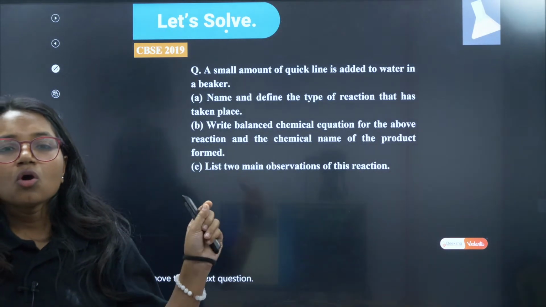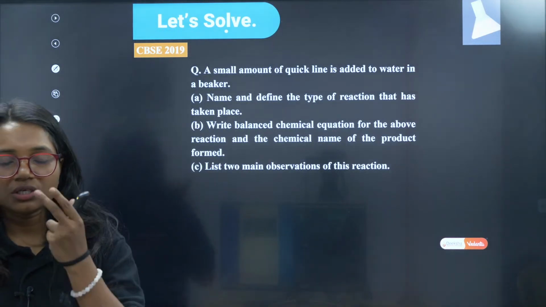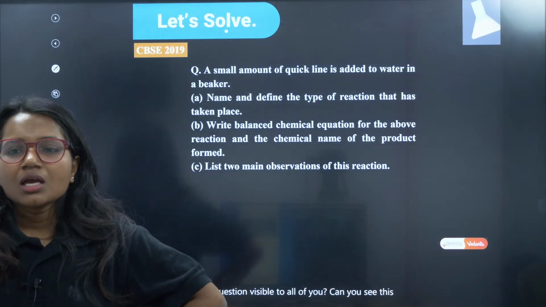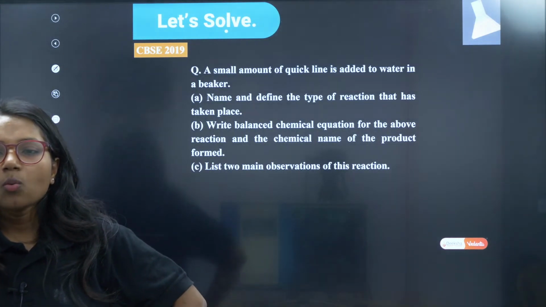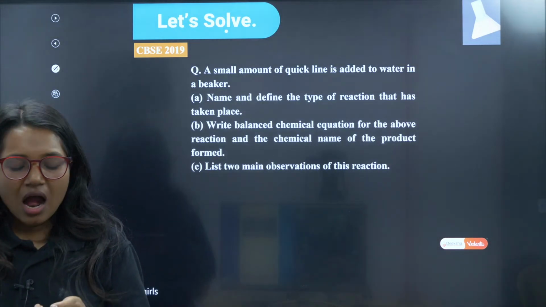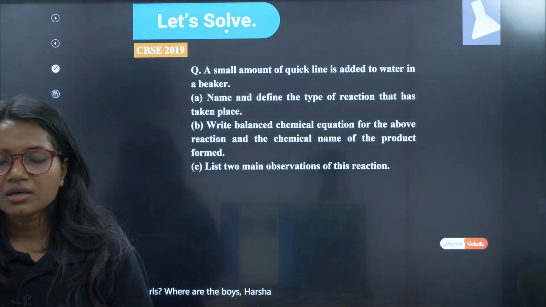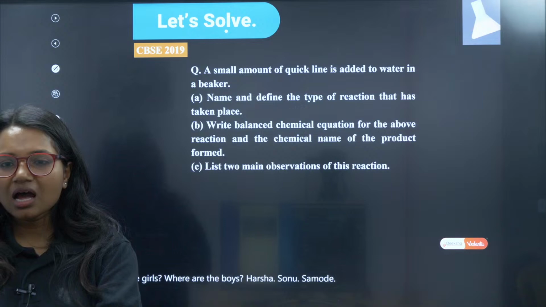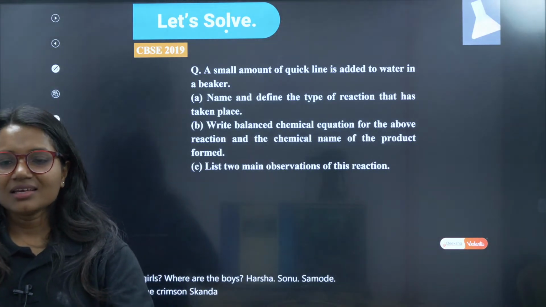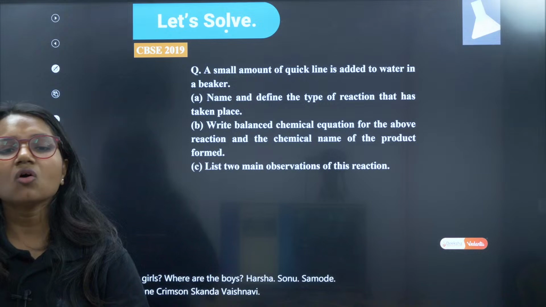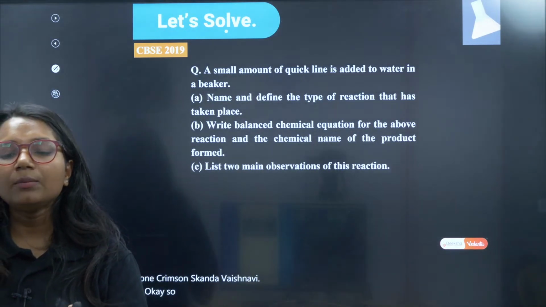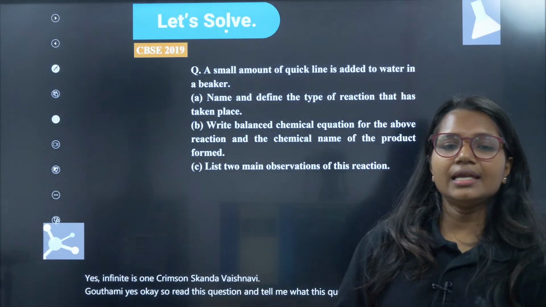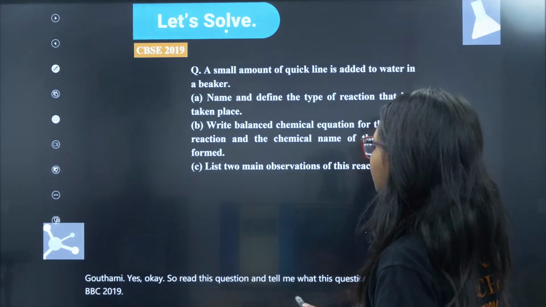Read this. CBSE 2019 question. Is that question visible to all of you? Can you see this question clearly? Tell me. Where are the girls? Where are the boys? Harsha, Sonu, Sumukt. Yes. Crimson, Skanda, Vaishnavi, Gautami. Yes. Okay. So read this question and tell me what this question wants from you. CBSE 2019. Correct?